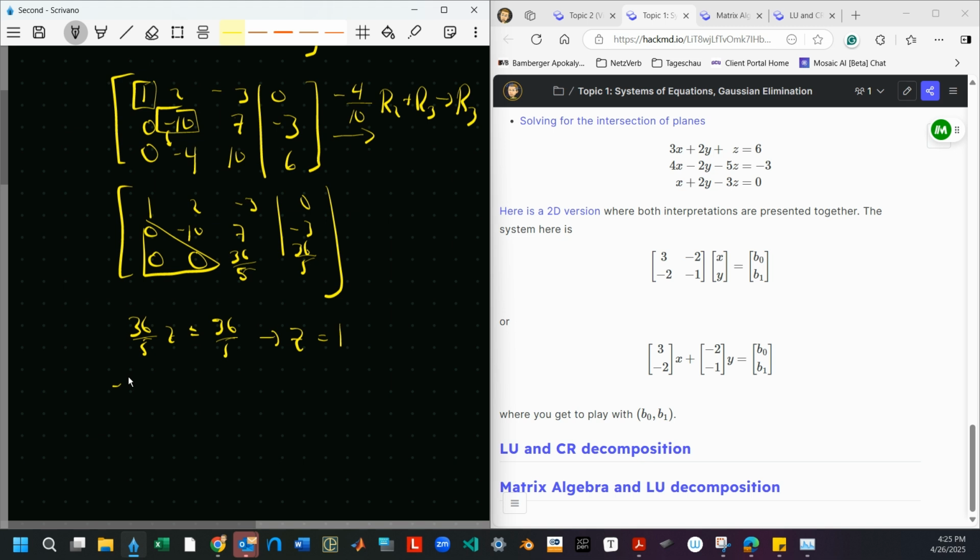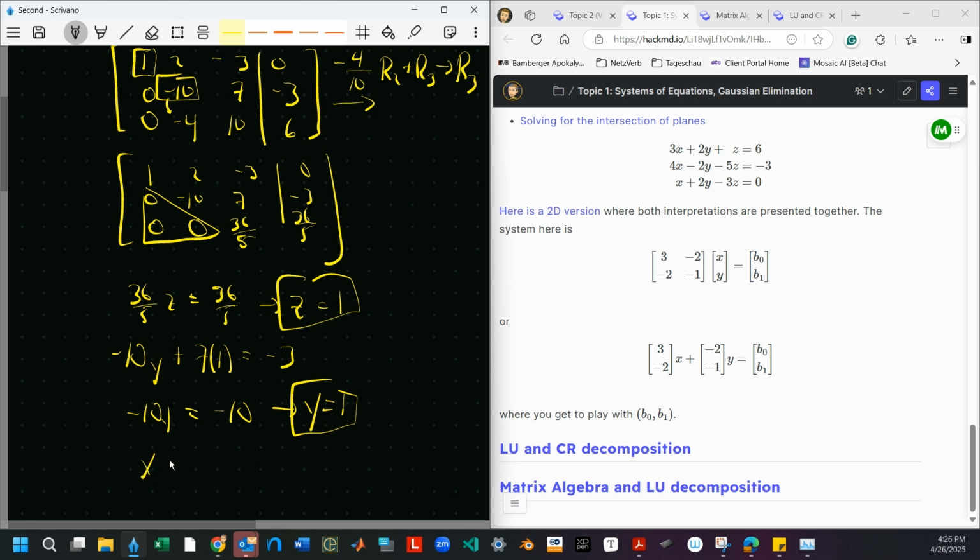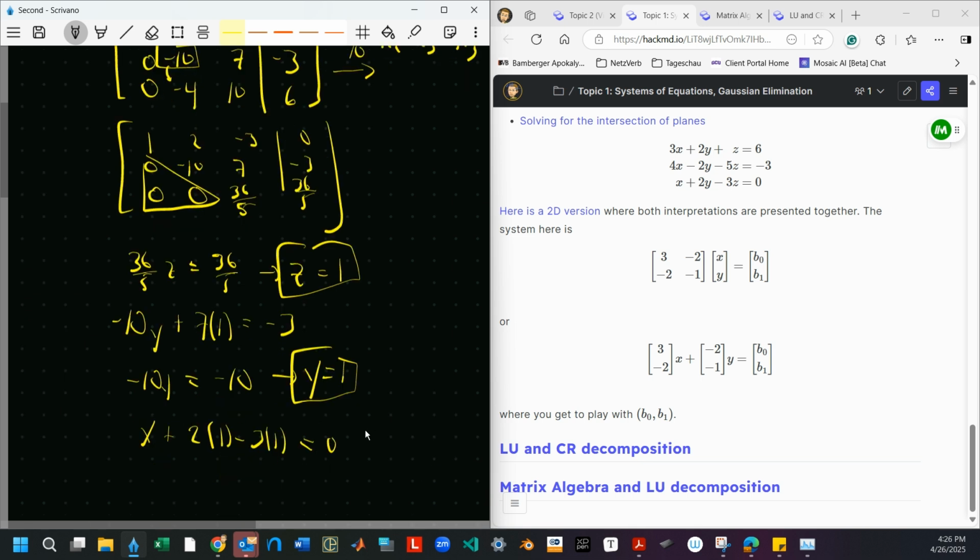And then this next one turns into minus 10y plus 7z, but z is 1, equals minus 3, right? So this turns into minus 10y equals minus 10, so y equals 1. That's nice. You might think I picked it so that this happened, right? And then the last one turns into x plus 2 times 1 minus 3 times 1 equals 0, and you can look at that and see easily that x equals 1. Good. So that's sort of a more general case.